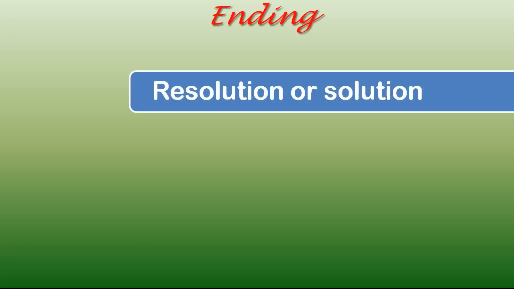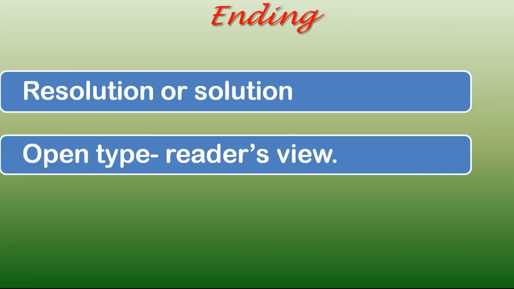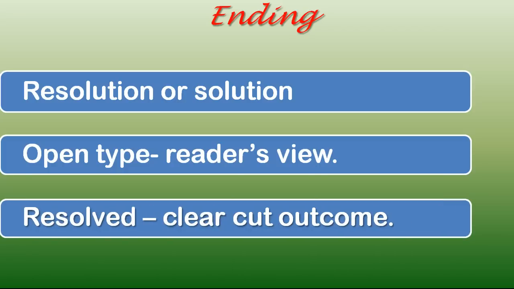Then the last but not the least, the ending. How should you end the story? You can resolve or you can give a solution by your own self. It could be an open-ended type of ending, where the reader has his own views about the conflict and the characters which you have given in the story. It could also be a resolved and clear-cut outcome. You can resolve the conflict and give a single solution to it.